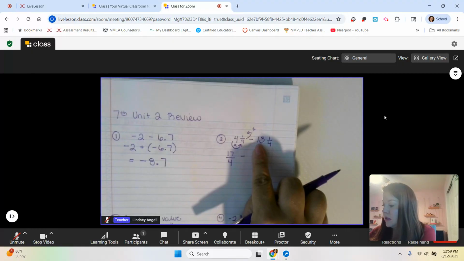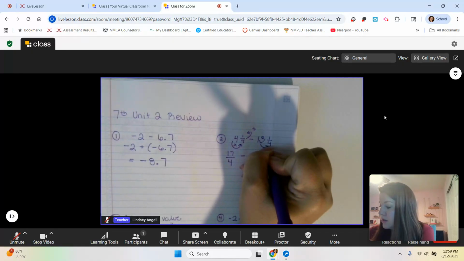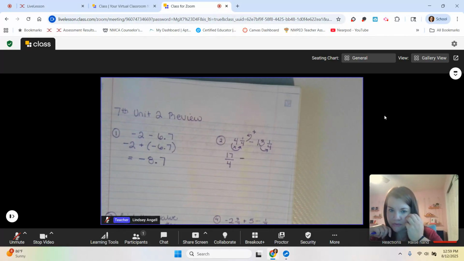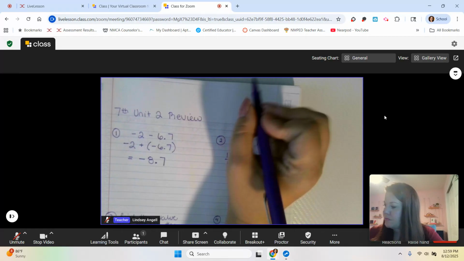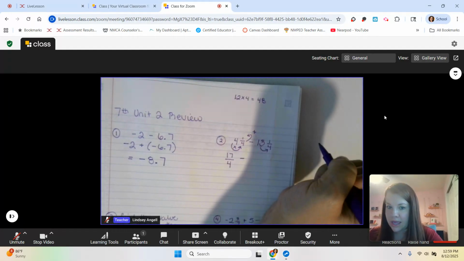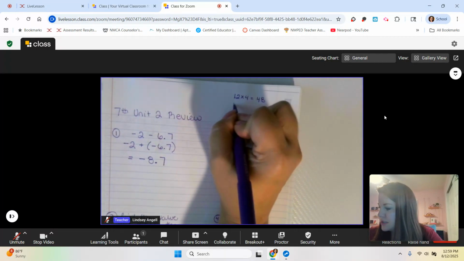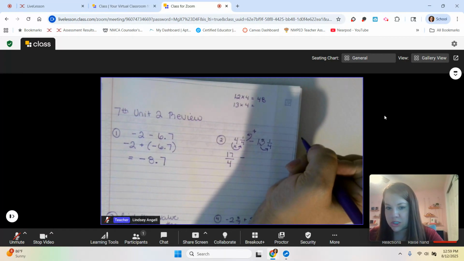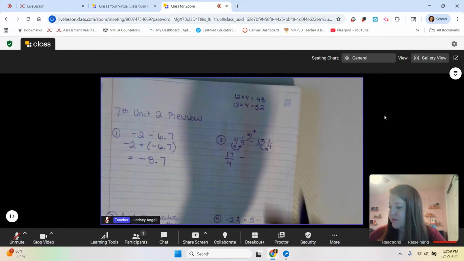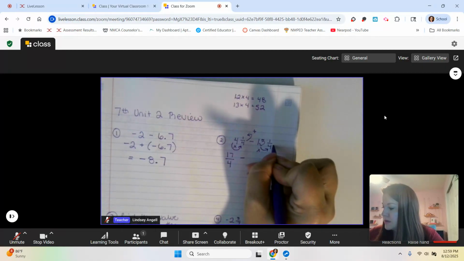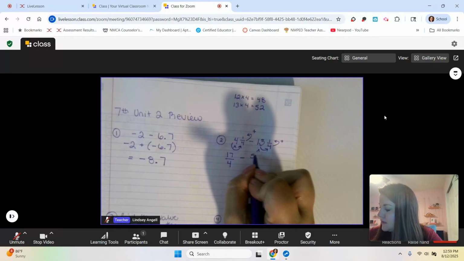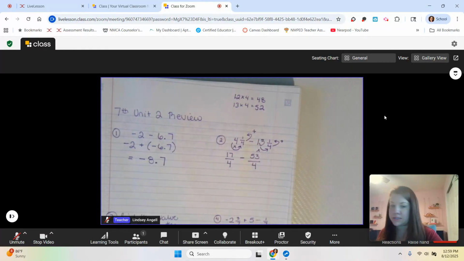And then 13 times 4. Whew, that's kind of funky. But we can actually use number sense to figure that out. 13 times 4. Well, I know that 12 times 4 is 48. So really, 13 times 4 would be just 4 more than that. I would add in one more 4, giving me 52. So multiply those together, add in your numerator. 52 plus 1 is 53 fourths.